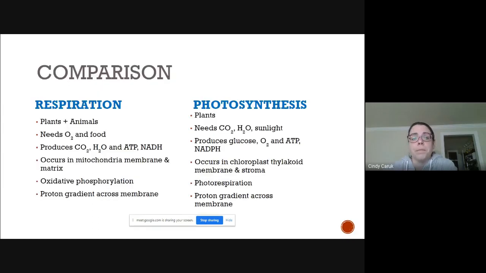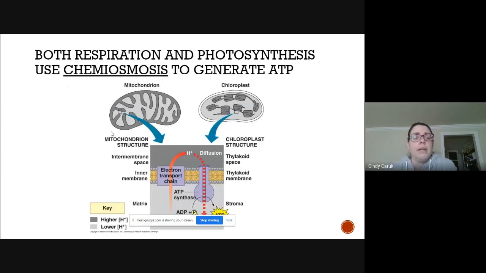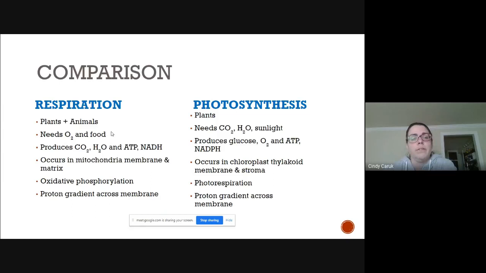All right, so comparing respiration, we're going to see it in plants and animals. We're also going to see some form of respiration in anything that's living. It needs oxygen and food, and it produces carbon dioxide, water, ATP, and NADH. If it's aerobic, it's going to occur in the mitochondrial membrane and matrix. Anaerobic is going to have that oxidative phosphorylation with the proton gradient.